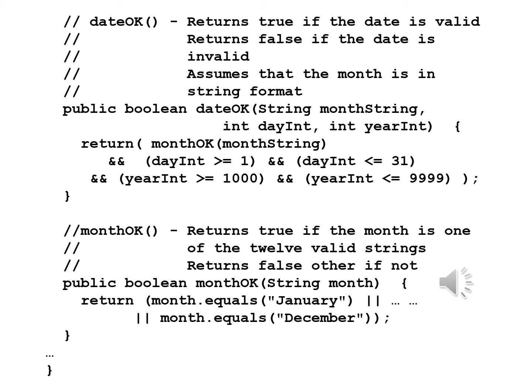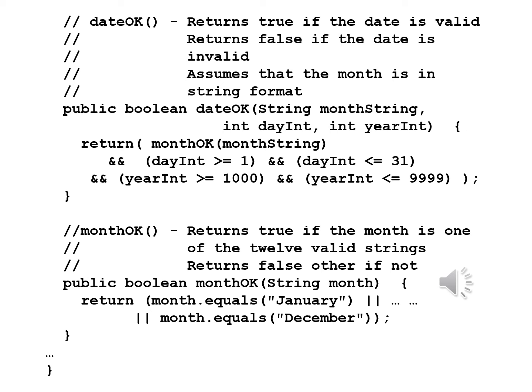We now have an additional version of dateOK. Returns true if the date is valid, returns false if the date is invalid. Assumes that the month is in string format. Public boolean dateOK(String monthString, int dayInt, int yearInt): return monthOK(monthString) and dayInt is greater than or equal to 1, and dayInt is less than or equal to 31, and yearInt is greater than or equal to 1000, and yearInt is less than or equal to 9999.